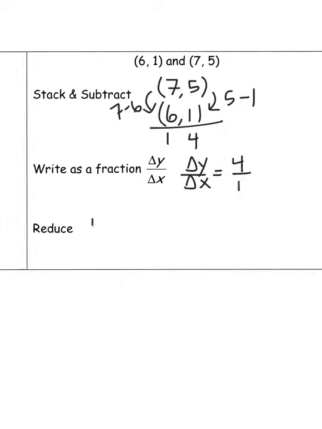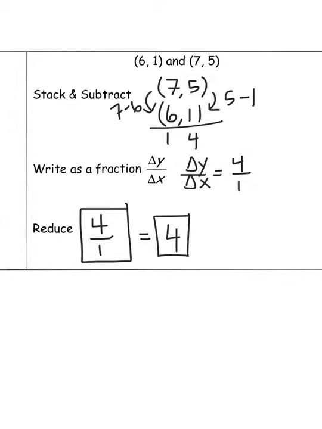Lastly, reduce. So 4 over 1 can't be reduced, like that's our final answer, but you might notice that 4 over 1 is a fraction. It really means 4 divided by 1, which is just 4. So you could also write this as a whole number, 4. They mean the same, but these are both acceptable answers.